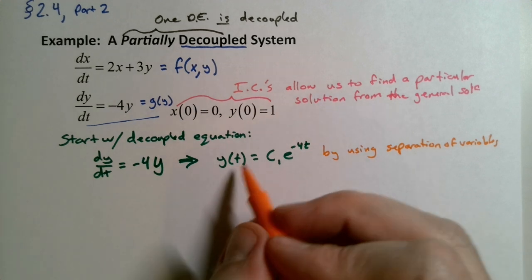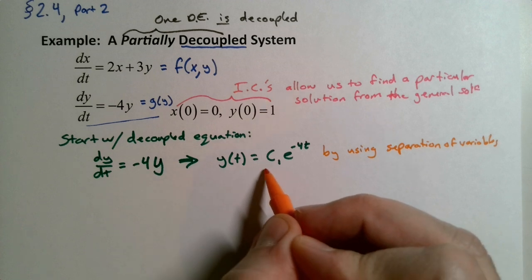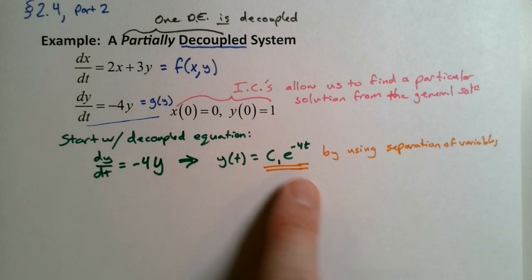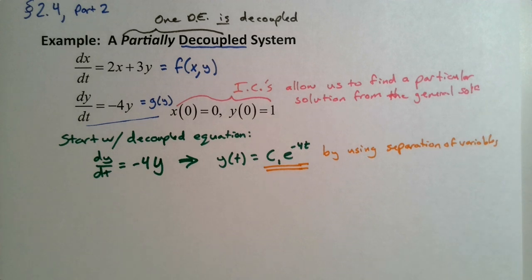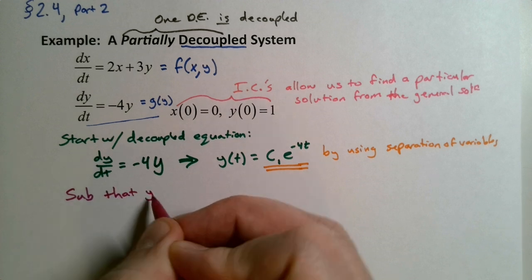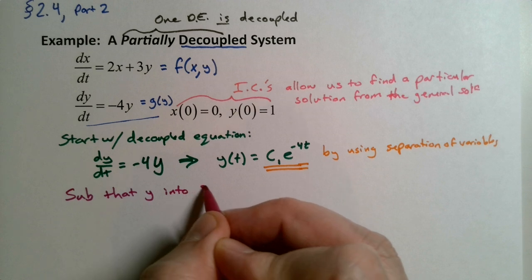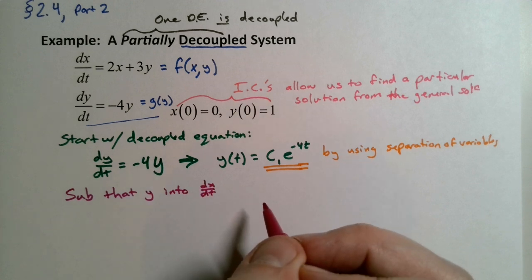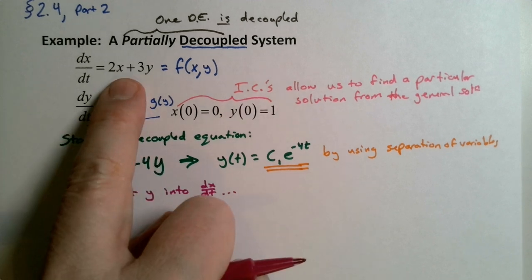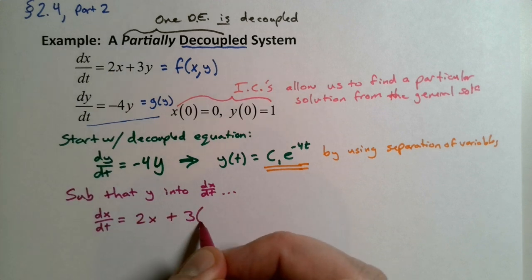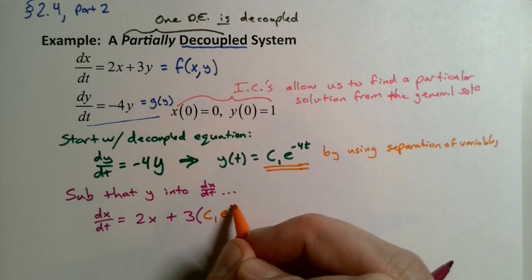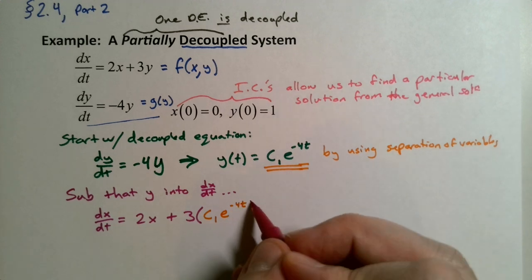But here's the good news. That means that whenever I have a y of t, or just a y, I can actually substitute this in, because I know that y equals this in this system of equations. So now when I take a look at my second equation, I can sub that y value into dx dt, into the other coupled equation. And so that means I can say dx dt equals, and I'm just going to grab it from up here, 2x plus 3 times y, which we already know is c1 e to the negative 4t. Sneaky, huh?